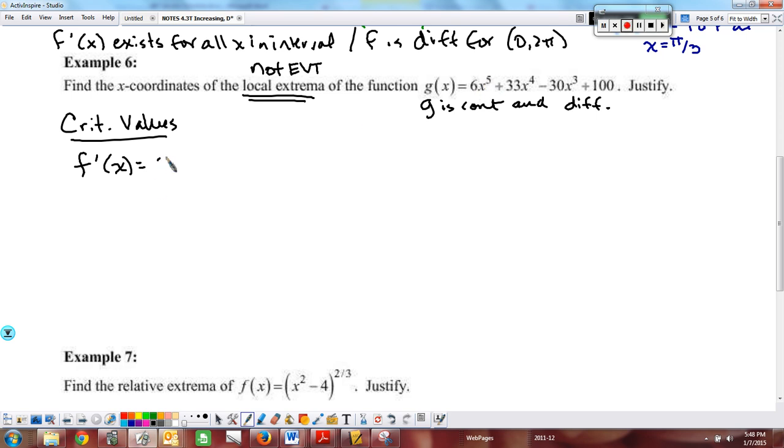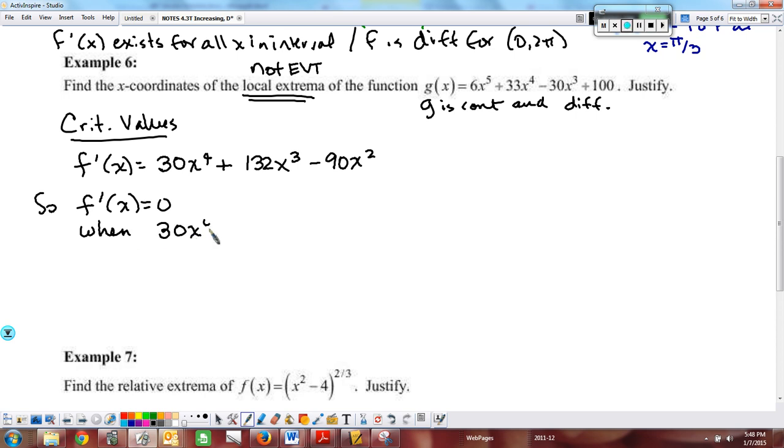6 times 5 is 30x to the 4th plus 4 times 33, which would be 132x cubed minus 90x squared, and then the constant goes away. So we're going to set our derivative equal to 0 to find our first part of critical values. Alright, so that would be when 30x to the 4th plus 132x cubed minus 90x squared equals 0.